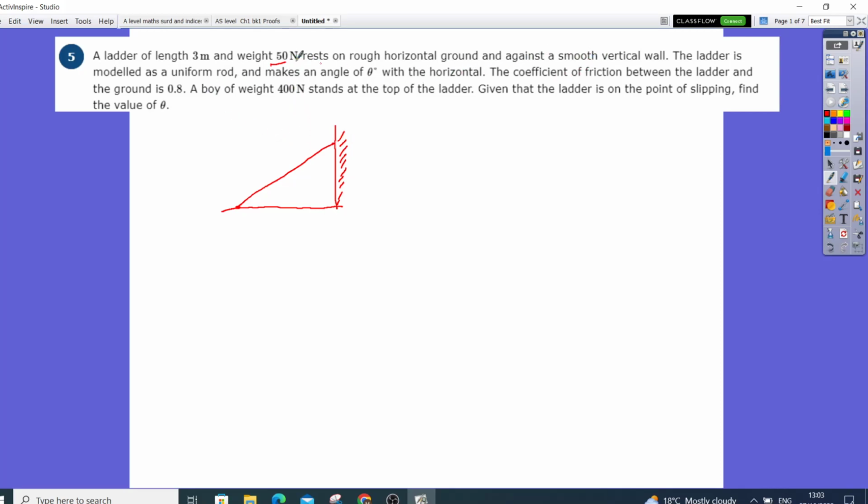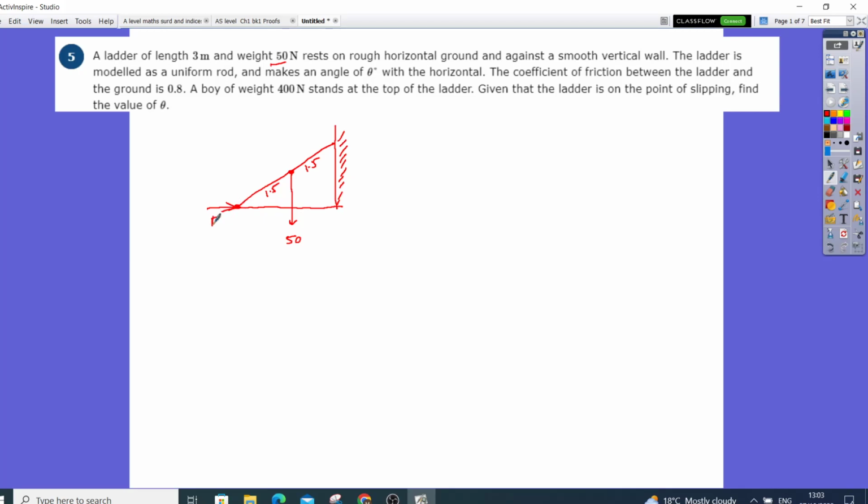Smooth wall, ladder is modeled as uniform, so the weight is going to be in the center, coming down, and that's going to be 50 newtons. Now that is 3 meters, so that will be 1.5 here and 1.5 here. They said it's a rough ground, so what's stopping it from slipping is friction going that way.